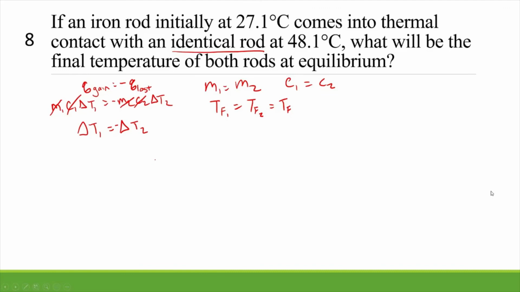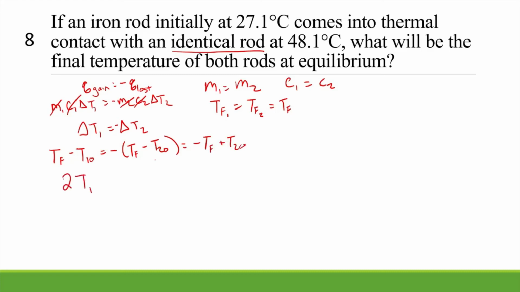Okay. Anyway, T final minus T1 initial is equal to negative T final minus T2 initial. If you don't put that negative sign, you're going to be thinking that you're trying to say that the two initial temperatures are the same. So you can just rewrite this as negative TF plus T2 initial. So let's go ahead and put the T finals on one side.